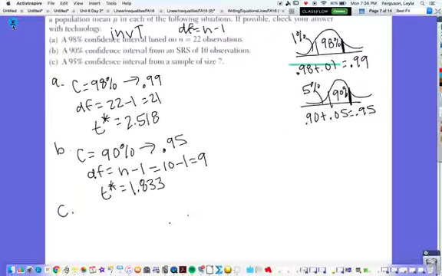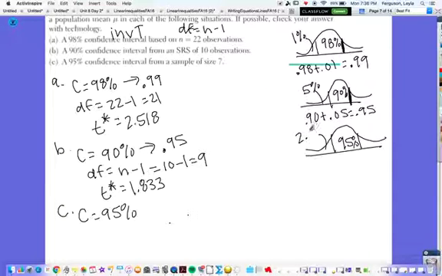For C, we're finding a 95% confidence interval from a sample of size n. So our confidence is 95%, which means that underneath the standard normal curve, the 95 would be in the middle. 5% is left over in the two tails, which means each tail is 2.5%. So our 95% confidence is going to turn into 0.975 underneath that line, everything to the left of that line. Our degrees of freedom we get by saying n minus 1. Our n is 7, so 7 minus 1 gives us 6.